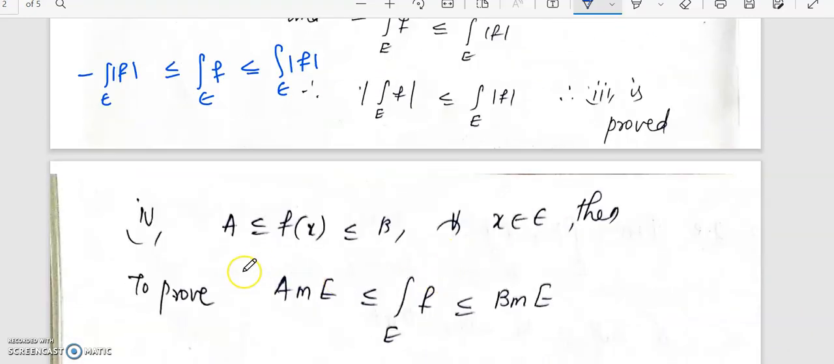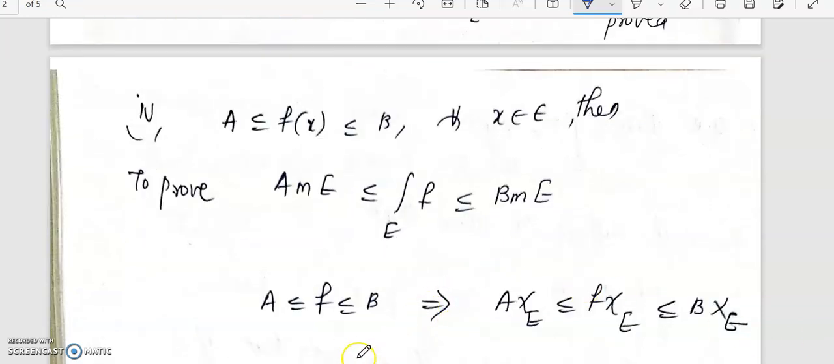Now the fourth result is, if you have a and b such that a is less than or equal to f of x less than or equal to b for all x belonging to E, then a times the measure of E will be less than or equal to integral over E of f, that will be less than or equal to b times the measure of E. So we are given a less than or equal to f less than or equal to b. Now take a times chi of E less than or equal to f times chi of E less than or equal to b times chi of E.